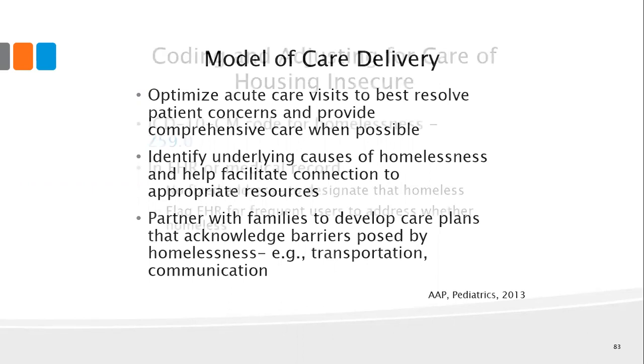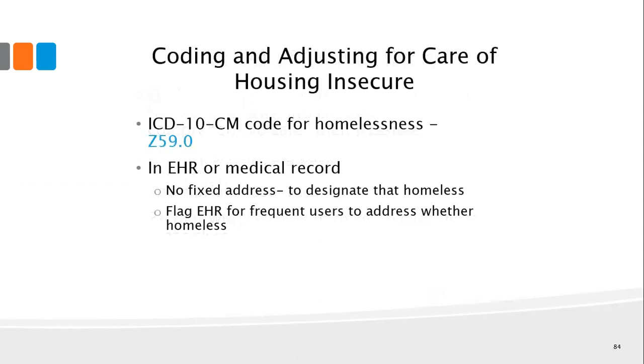Next, please. A couple of administrative issues to consider when thinking of this group. There's a code for homelessness that we can add to the record, Z59.0. And in the electronic health record, we can use the term no fixed address instead of homelessness to decrease stigma. Or put a specific flag in the chart of frequent users so we can address possible social issues such as housing insecurity when they come in.